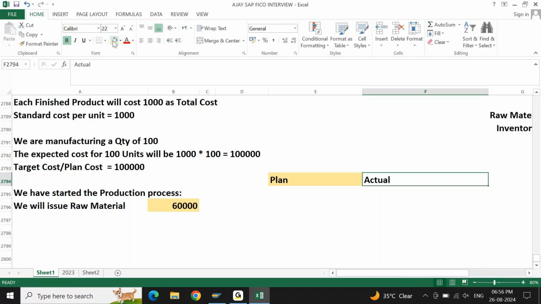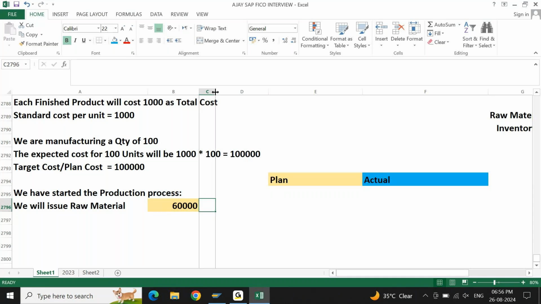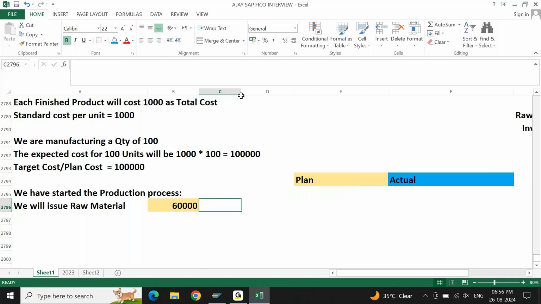You need actual also, right? By the time you start your manufacturing, by the time you start your production, there may be changes in the price, possible or not? Possible. Say 100 quantity I'm producing. Instead of 600, I have incurred 605 rupees. Possible or not? Possible. Now, this is called the actual cost.